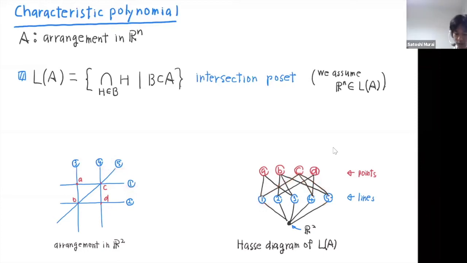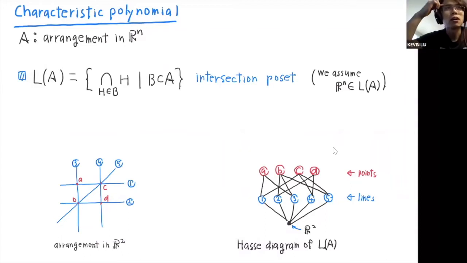So anyway, this is the intersection poset. We consider all affine spaces which are obtained by the intersection of the hyperplanes, then we consider the ordering defined by reverse inclusion, and then we regard it as a poset. Okay, is that okay for the moment?